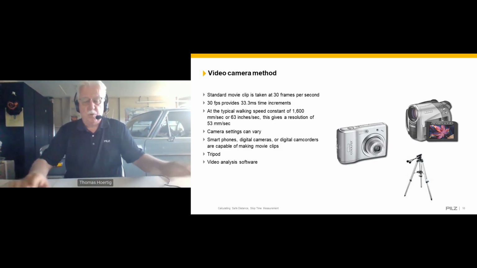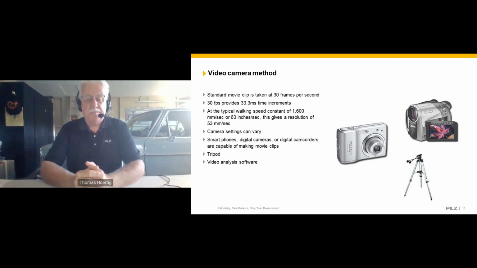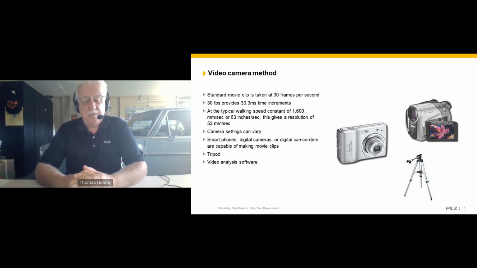Now, getting into more details. So the video method. A standard movie clip, for example, is taken at 30 frames per second. 30 frames per second provides 33.3 millisecond time increments. A typical walking speed, for example, is 1.6 meters per second, or 1600 millimeters per second, or 63 inches per second. This would give us a resolution of 53 millimeters.